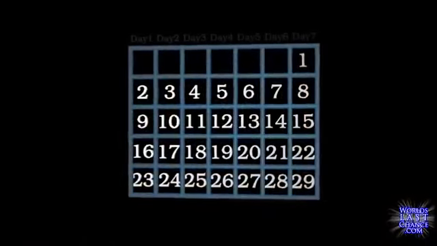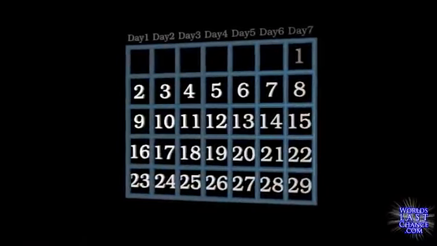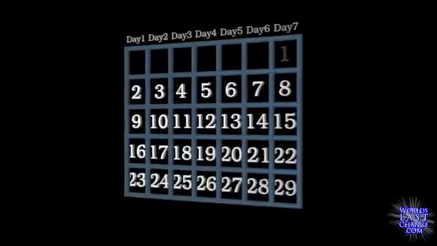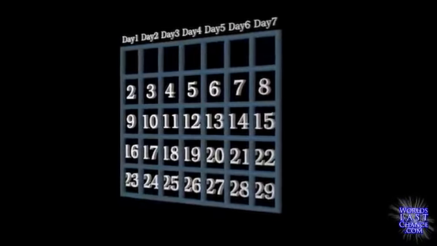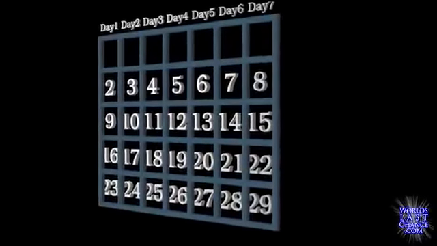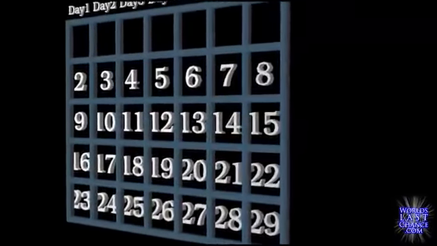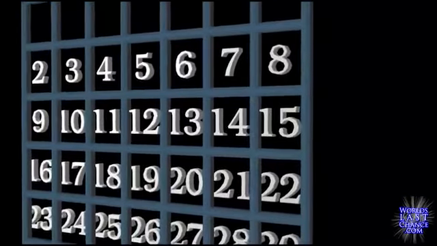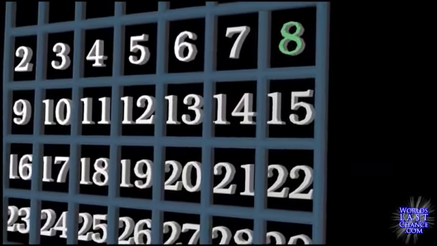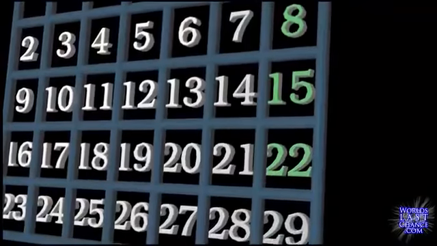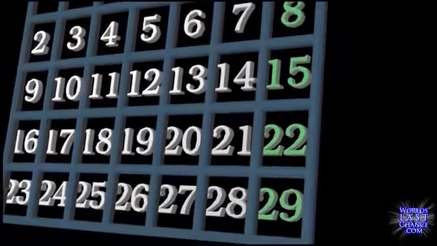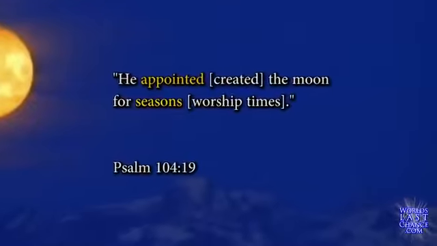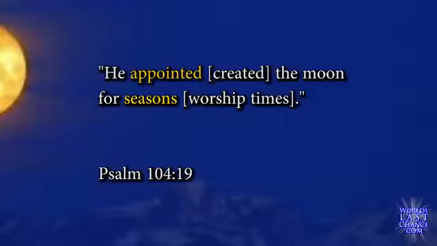The true lunisolar calendar is very user-friendly. Days of the week always fall on the same dates of the month. Every time a seventh-day Sabbath in Scripture is assigned a date, it always falls on the 8th, 15th, 22nd, and 29th days of the month. Scripture states that the moon was created specifically to measure times for worship. He created the moon for seasons, that is, worship times.